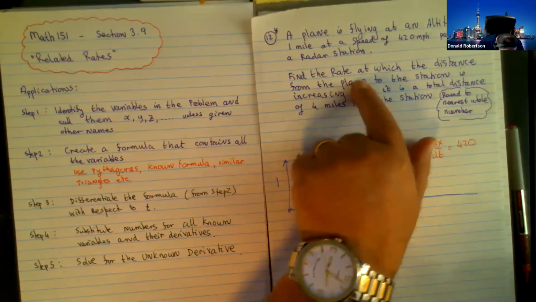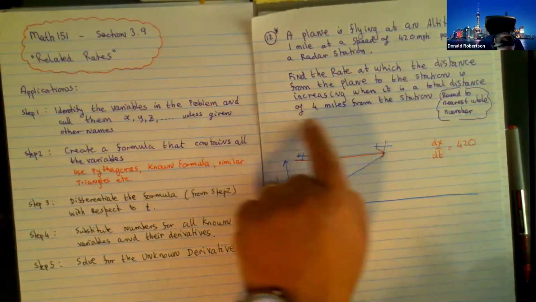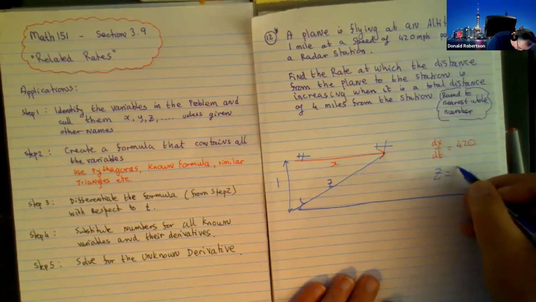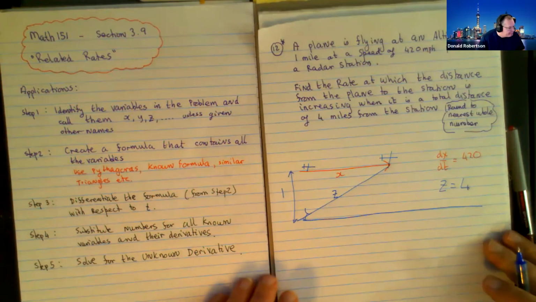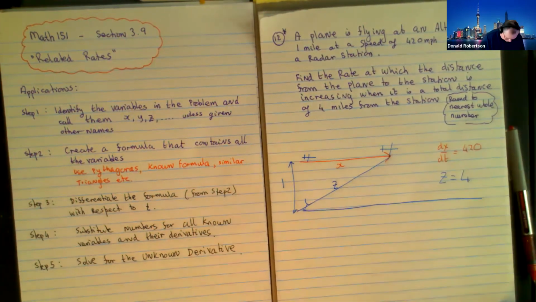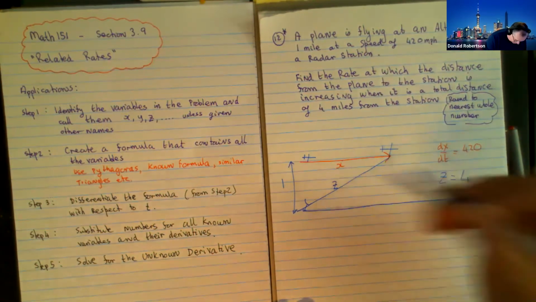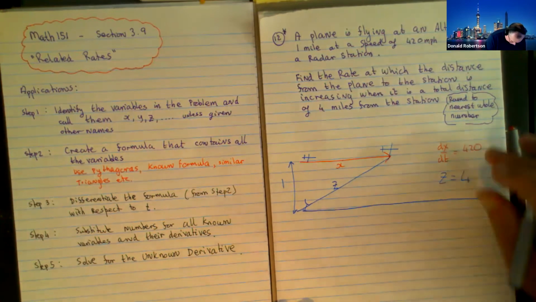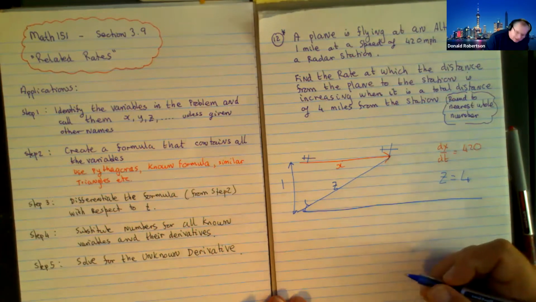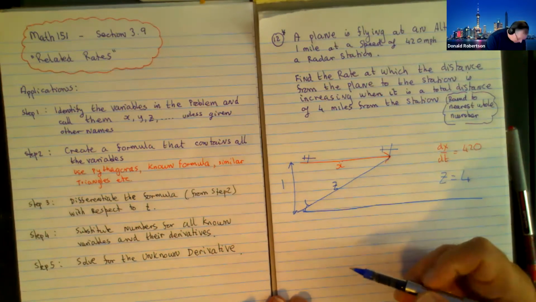And we've defined the rate at which the distance from the plane to the station is increasing when the total distance is 4 miles. So when Z is equal to 4, essentially, right? Total distance is 4. Well, I've identified the variables, right? There's an X and a Z. I've also written down some numbers that you tell me. Now we need to figure out a formula that connects these 2 variables together.